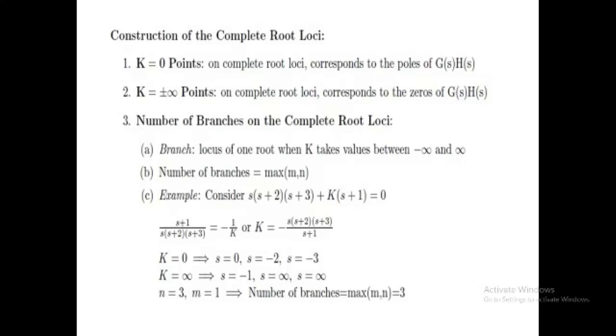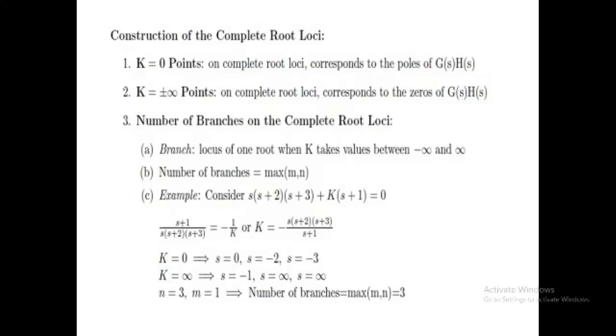Next point, the number of branches on the complete root loci. In that there are three various branches. First one is the branch, the locus of one root when k takes a value between minus infinity and plus infinity. The number of branches is equal to the maximum of m and n. As an example, let us consider s(s+2)(s+3) + k(s+1) = 0.